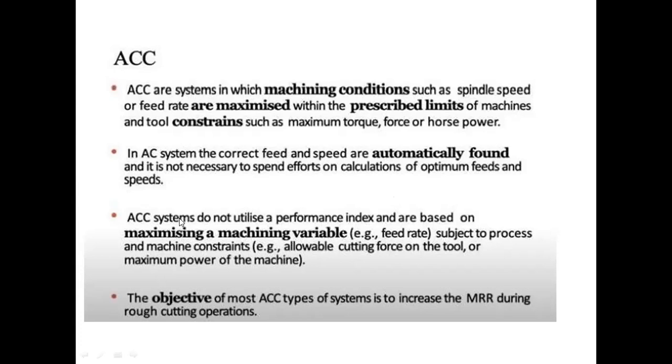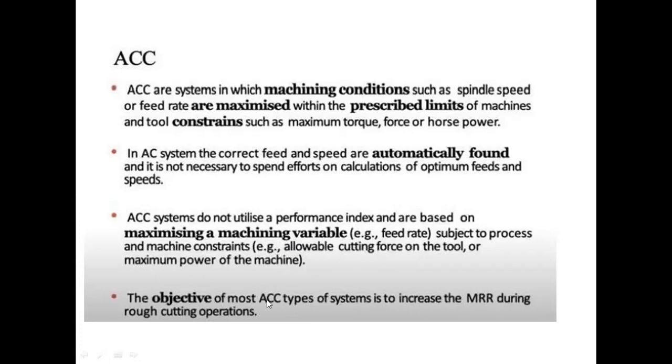So AC systems do not utilize the performance index and are based on maximizing. This performance index is basically for your adaptive control with optimization. That is why this point is there, to create a contrast here. The constraint systems do not utilize the performance index, but they are based on maximizing a machining variable, as I told you, it could be the feed rate, subject to process and machine constraints, such as allowable cutting force, as I was talking about. These are all constraints, right? Cutting force on the tool, maximum power of the machine. Within these limits, we're trying to maximize the machining variables.